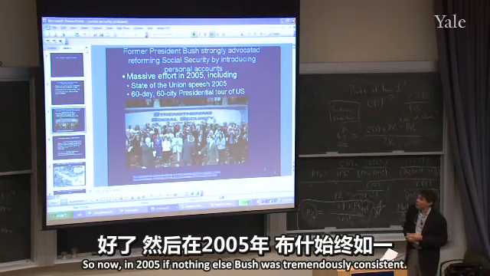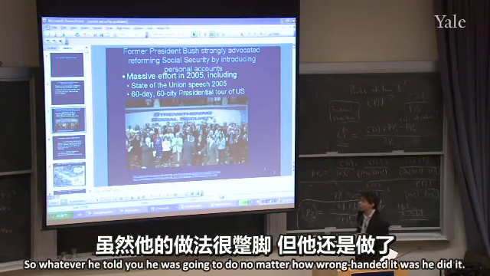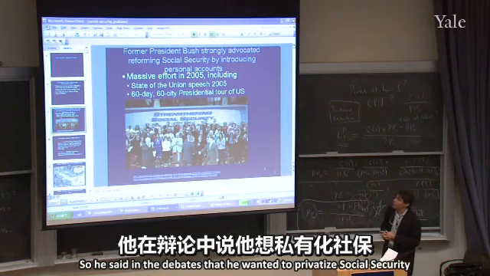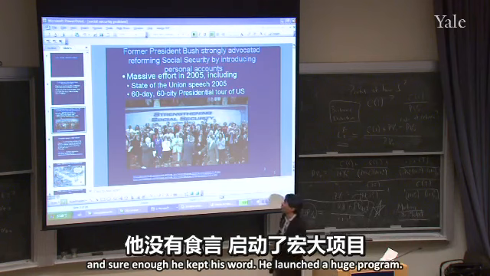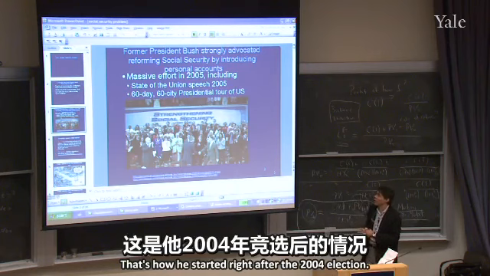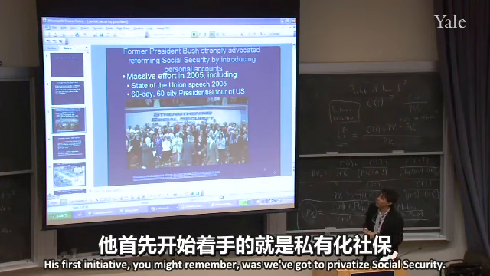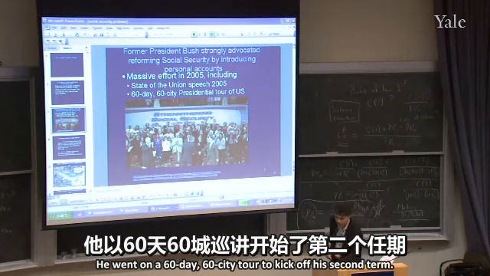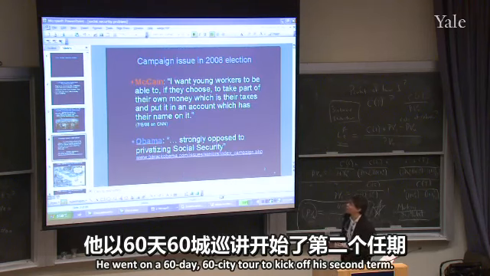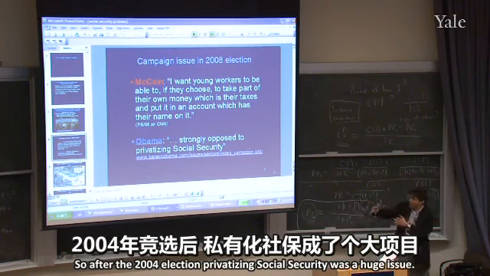Now, in 2005, Bush was, if nothing else, tremendously consistent. Whatever he told you he was going to do, no matter how wrong-headed it was, he did it. So he said in the debates that he wanted to privatize Social Security, and sure enough, he kept his word. He launched a huge program. That's how he started right after the 2004 election. His first initiative, you might remember, was we've got to privatize Social Security. He went on a 60-day, 60-city tour to kick off his second term. So after the 2004 election, privatizing Social Security was a huge issue.